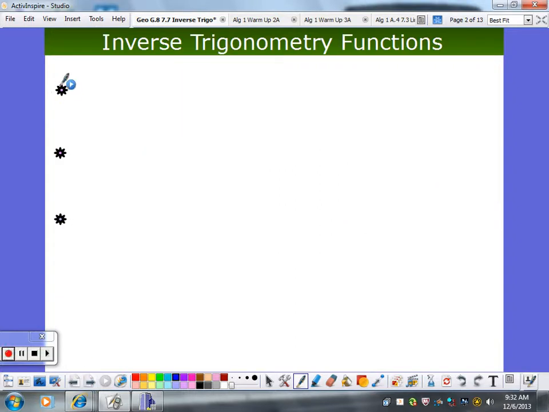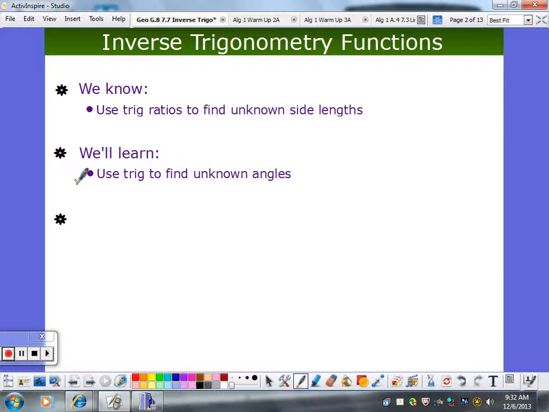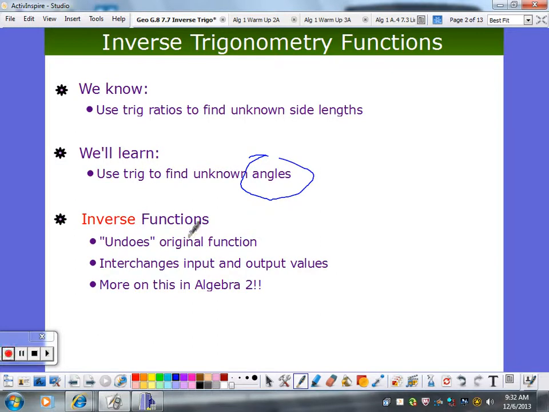We know that we can use the trig ratios to find unknown side lengths. We'll learn how to use trig to find unknown angles. So if you're missing an angle, you use inverse trig here. It undoes the original function. It interchanges input and output values. You are going to learn about inverse functions, but basically, in a nutshell, here's a function.